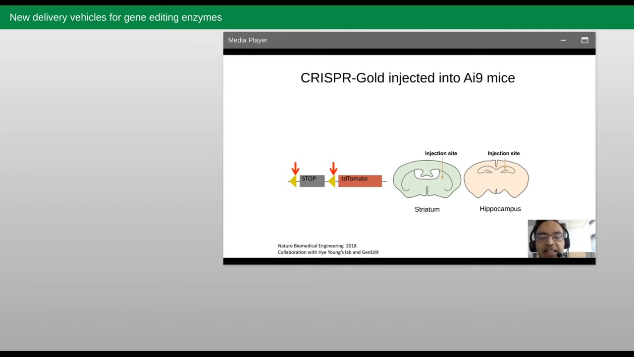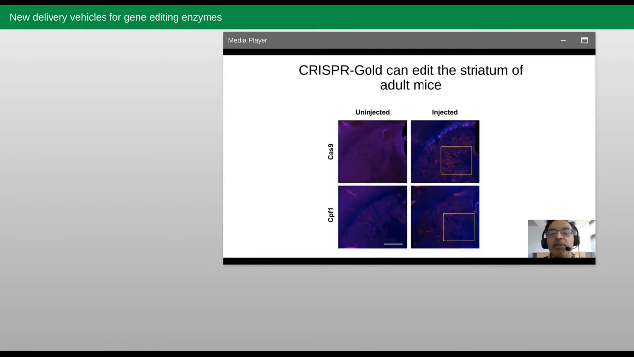We made CRISPR Gold that contained Cas9 that was designed to do this, and also CPF1 that was designed to do this. We shipped it to her lab, and she injected it into the hippocampus and striatum via an intracranial injection, and then looked for red cells. The results are shown here on this slide. Every cell that's red is a cell that got 2 cuts and is edited.